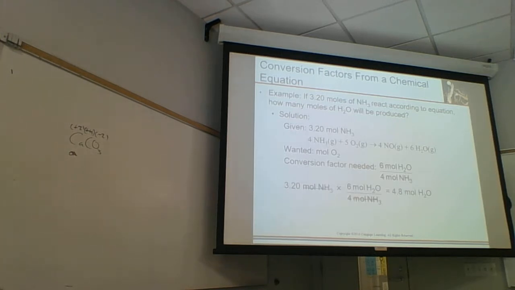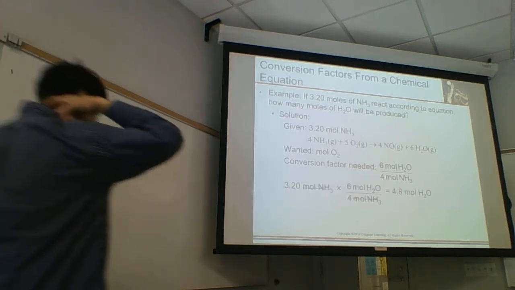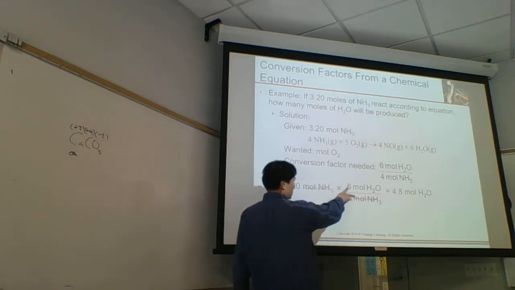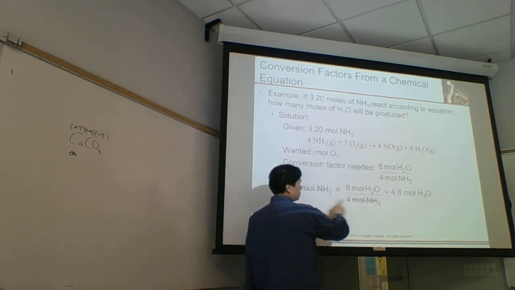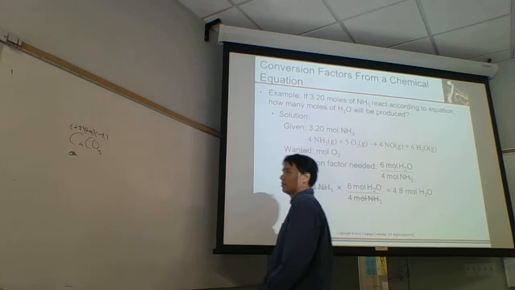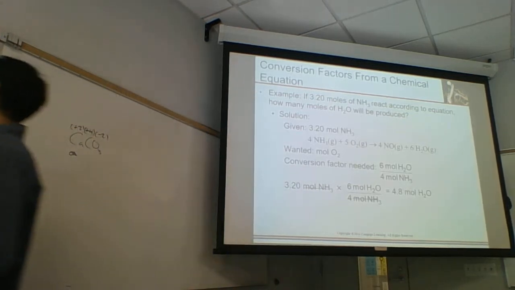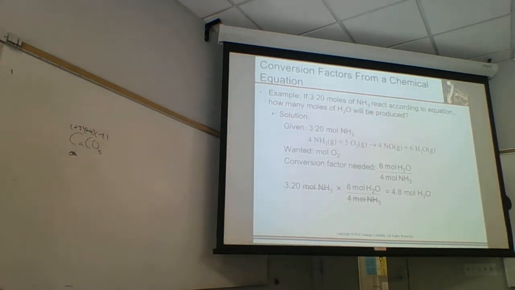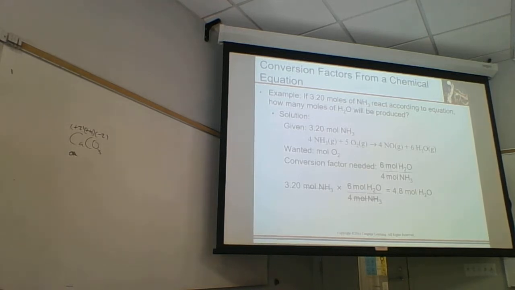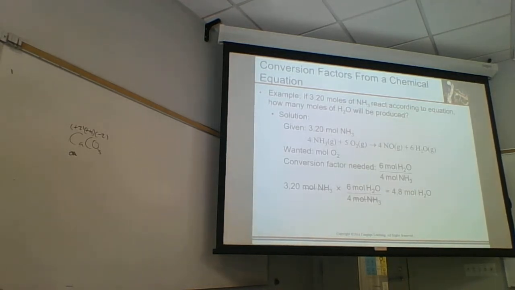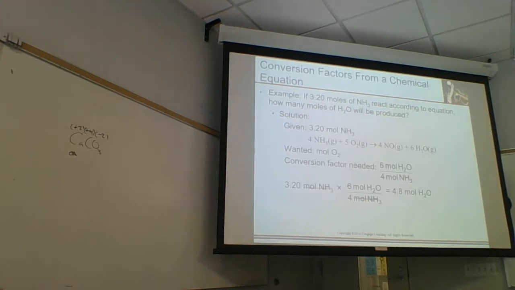That comes out to 4.8. Sig figs are wrong here because these mole ratios are going to be infinite sig figs. This is 3 sig figs, so we should be left with 3 sig figs there. I'll add it. It's going to come out to 4.800 moles of H2O. And so when 3.2 moles of ammonia burn, 4.8 moles of water is formed.